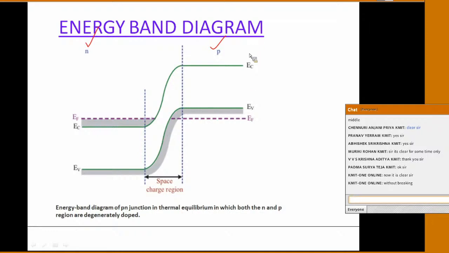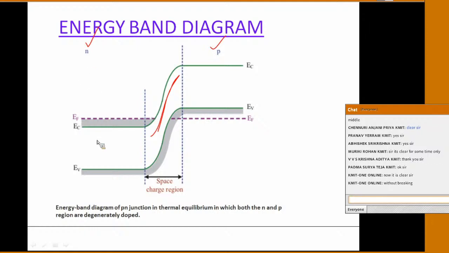You may get one doubt. Sir, the Fermi level is in the middle between these two. But due to the heavy doping concentration, the shape of this band diagram is also going to vary. Now, just see this band diagram. If this band diagram is clear, the tunnel diode is clear.